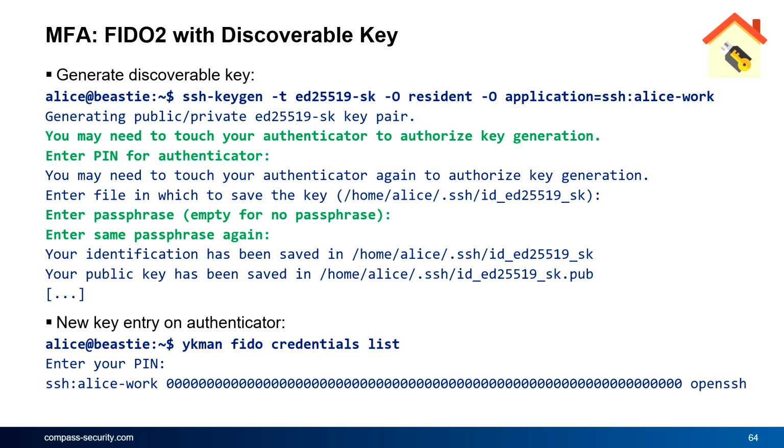and then you will have these two new files on your system. You can also list the authenticator details. It depends a bit on the authenticator you use. This here is a YubiKey, and with YubiKey Manager, fido credentials list, you can list all the entries. And here we see that there is an SSH key named Alice work.